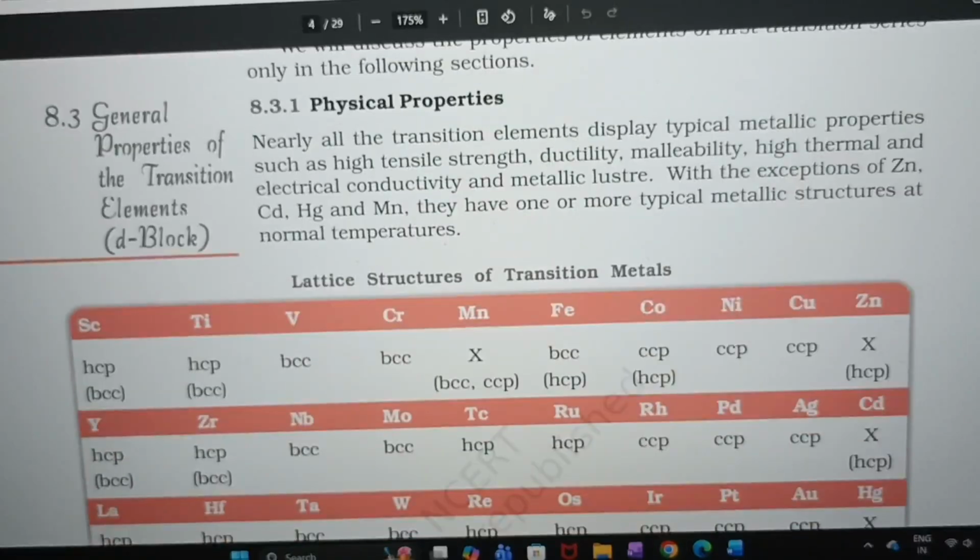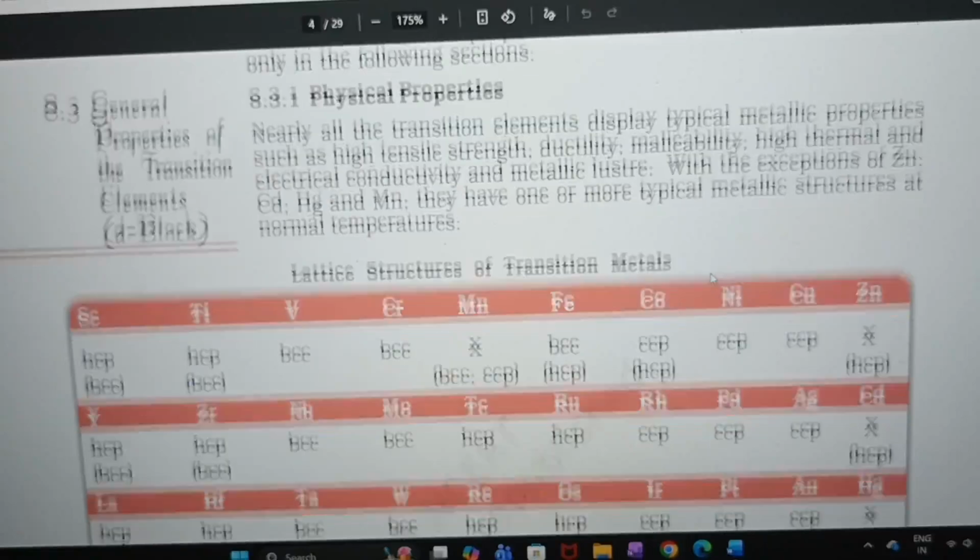Most of the transition elements show metallic properties. High tensile strength will be there, ductility, they can be drawn into long wires, malleability, you can beat them into thin sheets, high thermal and electrical conductivity, lustrous, they will be shiny, sonorous, if you hit them you will get a ringing sound. Also, in most cases at room temperature they will be solid, except for mercury, which is a liquid at room temperature, and most of them are hard also.